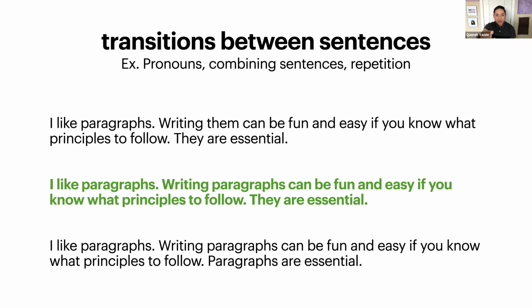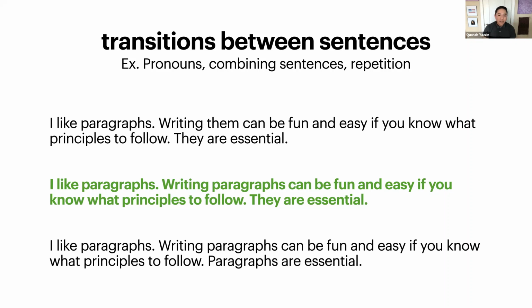But if we look at the other two, let's start with the top one. I like paragraphs. Writing them can be fun and easy. So the them is actually referring to paragraphs, right? So now look at the third sentence. They are essential. When we look at that, there's a misconnection in not knowing what they is actually referring to. Because from the previous sentence, them is talking about paragraphs, but now what is they talking about within the previous sentence, right? There's literally no subject within the second sentence, which we can't relate that third sentence to, right?